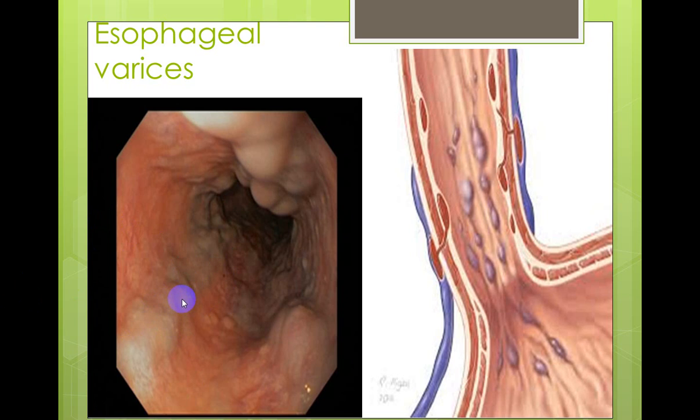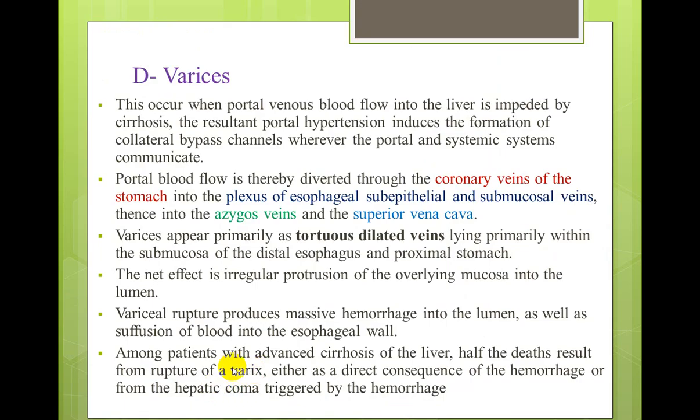Once the blood flow in these dilated varices is too much, massive bleeding will occur, into the lumen and diffusely within the esophageal wall. Among patients with advanced cirrhosis of the liver, half of deaths result from rupture of the varix, either as a direct consequence of excessive hemorrhage, or from hepatic coma which is triggered by the hemorrhage.